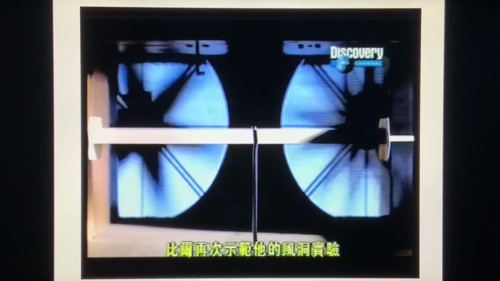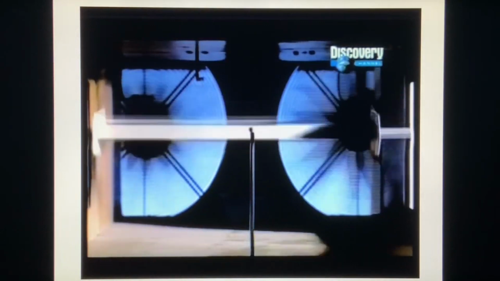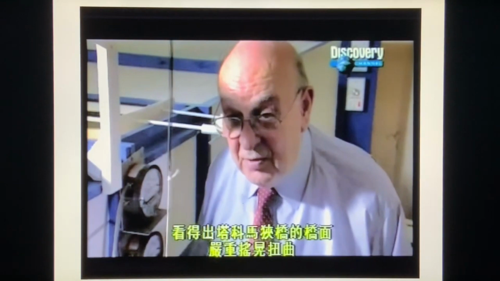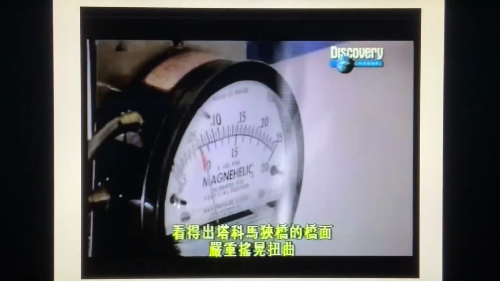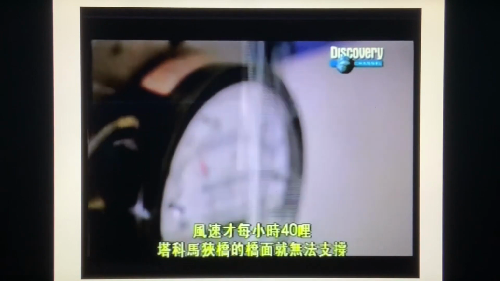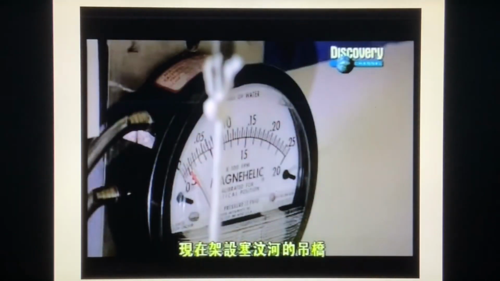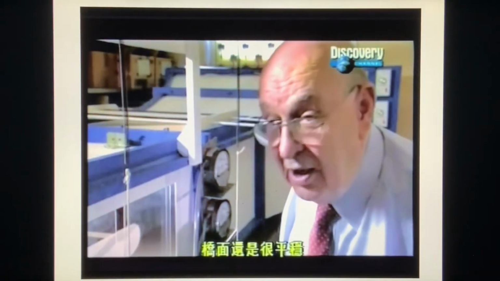40 years later, Bill demonstrates what his wind tunnel tests showed. First up, he tests the Tacoma deck. You can see the Tacoma Narrows section is twisting quite violently. At just 40 miles per hour, the Tacoma deck cannot withstand the wind. We now have mounted the Severn cross-section, and we're running this now at 150 miles an hour. As you can see, it is absolutely stable.